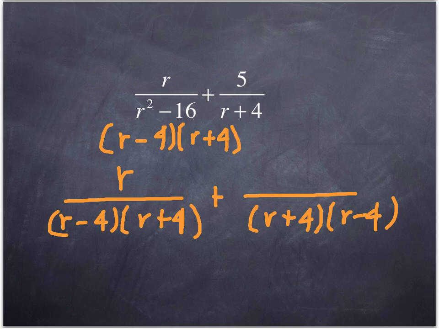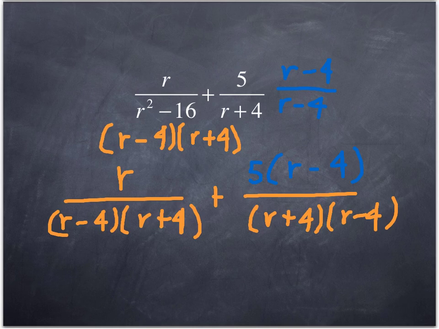Meanwhile, though, my second fraction I'm going to have to multiply by something in order to get this for a denominator. I already have the r plus 4. So now I'm going to have to multiply by r minus 4 over r minus 4. Again, that's like multiplying by 1 and so that works out okay. So noticing then my numerator becomes 5, and then I better make sure to put parentheses around that, r minus 4, like that.